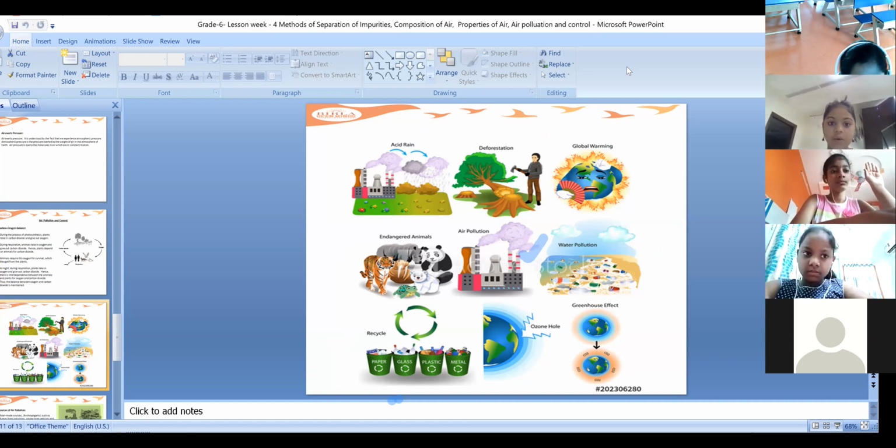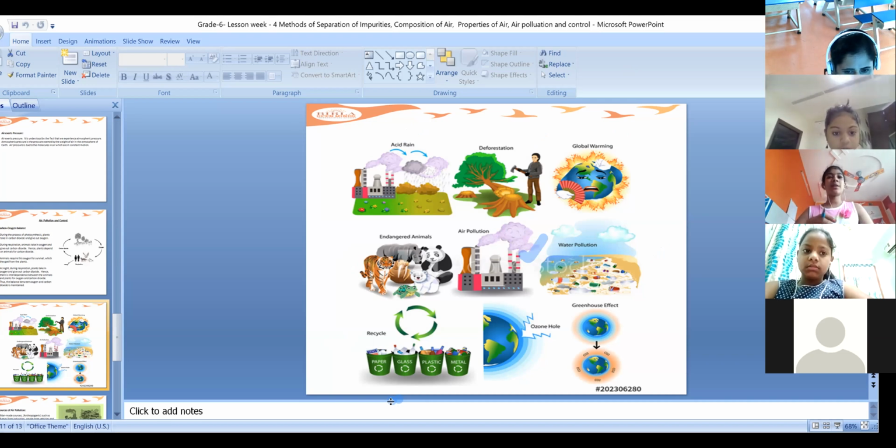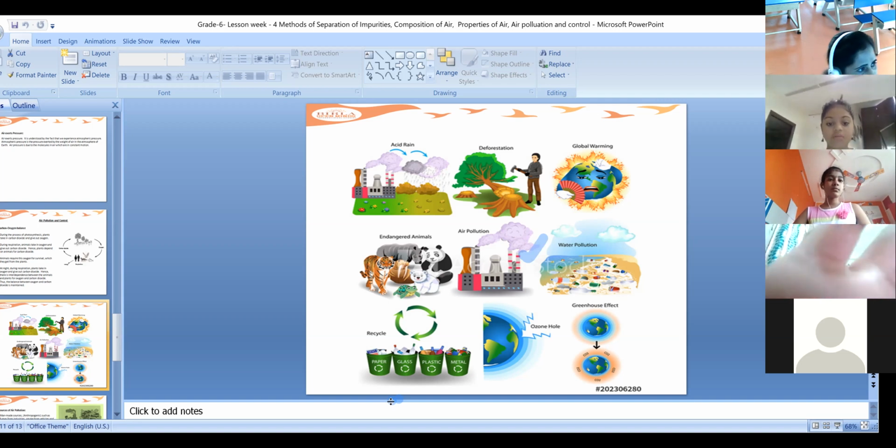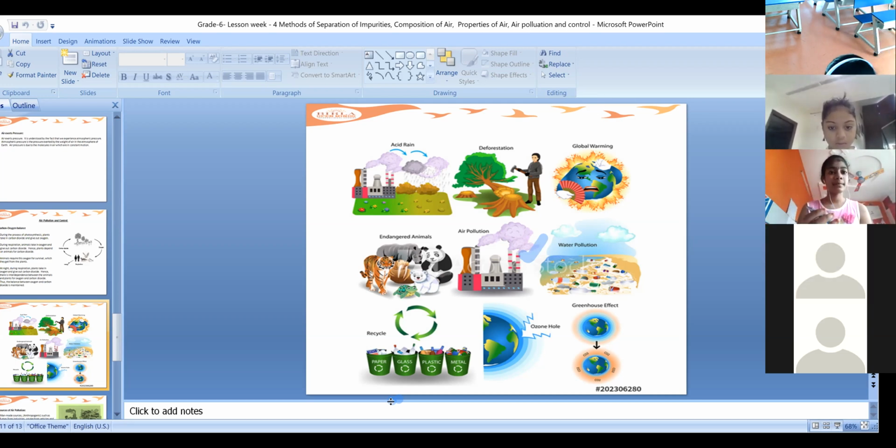Yes, Devishi? Ma'am, from factories, the smoke will come. From that smoke, it will go to air, ma'am. From that air, it can form some clouds. From those clouds, the rain will form. Because of that smoke, it forms the cloud. From cars, ma'am, also the smoke. From vehicles, the smoke which will come, that also combines.